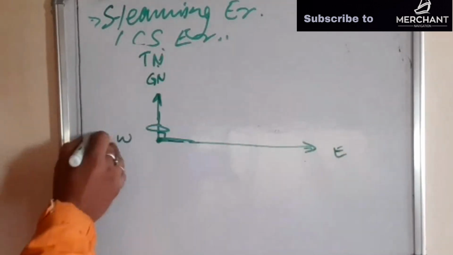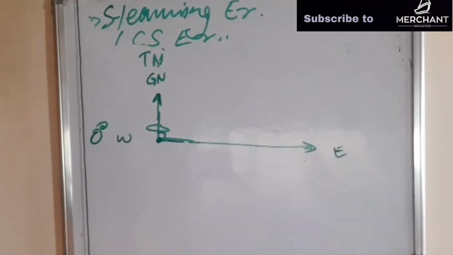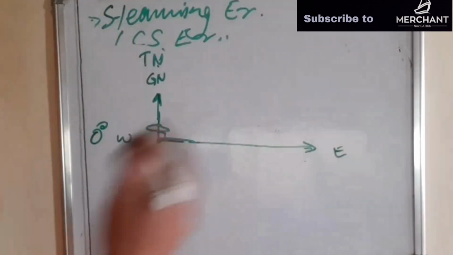But suppose she was standing at 0 degrees, at the equator, and she is doing a northerly course at speed v.